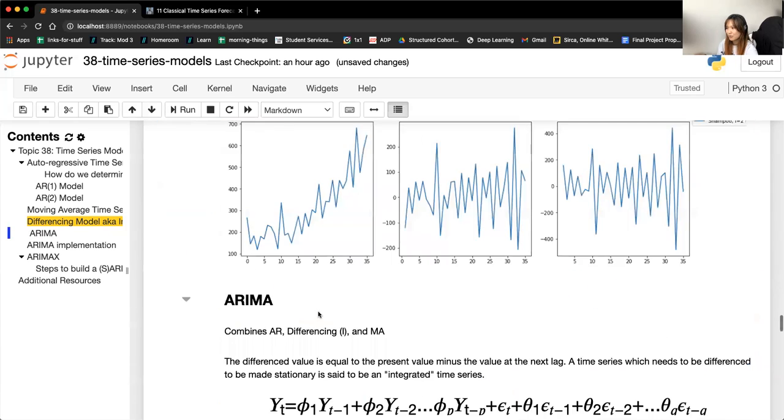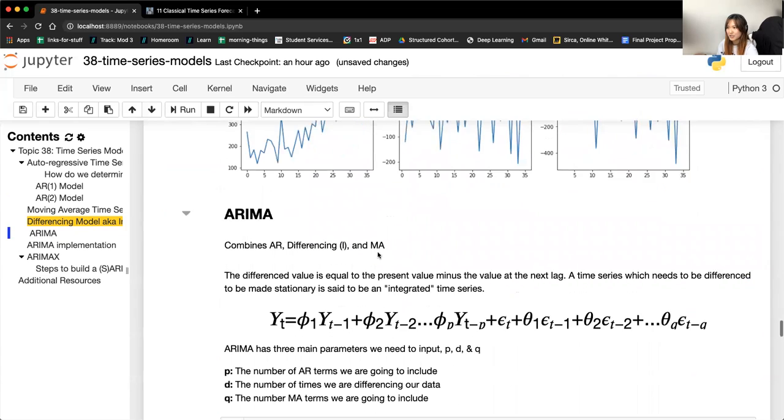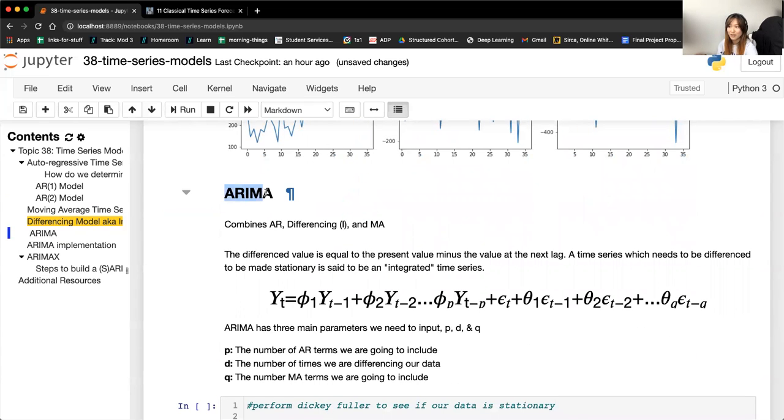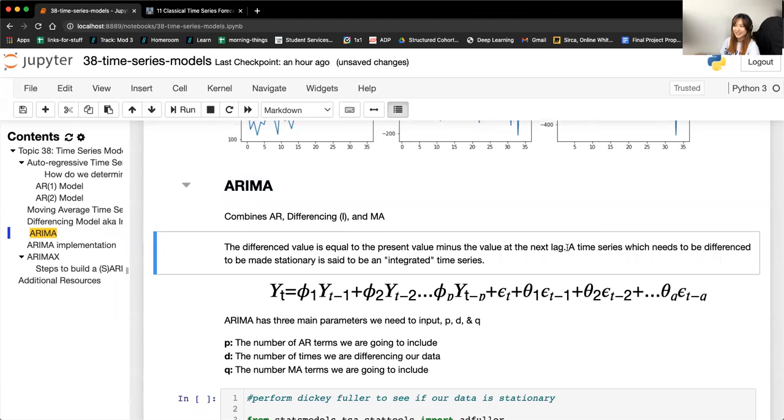All right, with differencing and with moving averages, we can combine all of them to create an ARIMA model. I know that this looks pretty intense, but it's actually pretty simple when you break it down. ARIMA combines our autoregression, our differencing, and our moving average. We talked about this already. The reason why we use the letter I is because a time series which needs to be differenced to be made stationary is said to be an integrated time series. So the I stands for integrated.